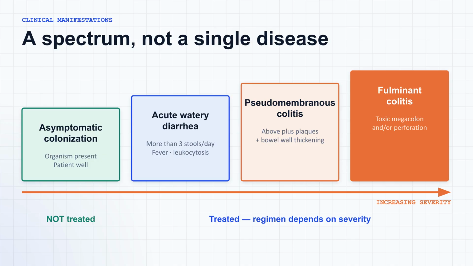2 teaching points. Patients can move rightward quickly, and only the shaded portion, from diarrhea onward, is ever treated. Colonization is the one place where doing nothing is right. Everything to its right needs treatment, and the regimen changes at the far end.